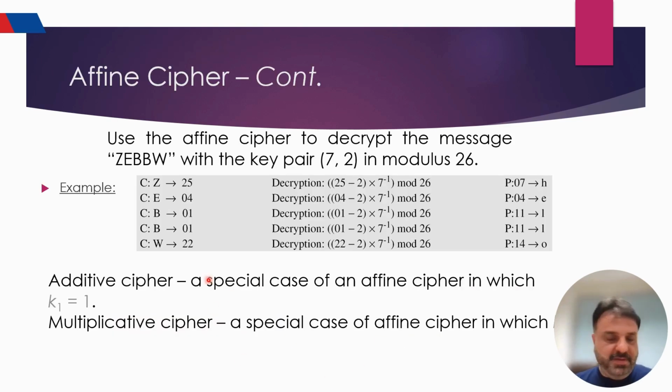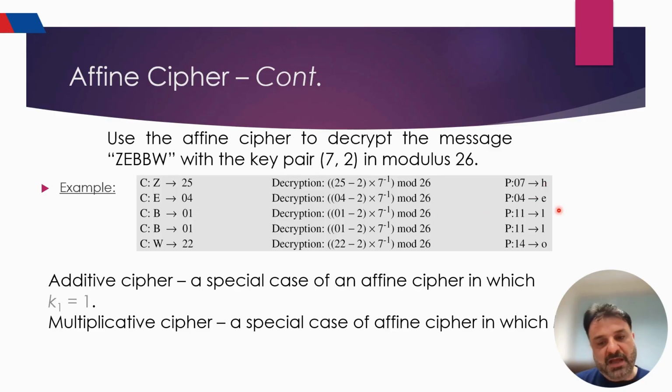As you can see here, in the affine cipher with the key pair 7 and 2, we use ZEBBW here and get the hello message. So here the decryption is 25 minus the second key 2, and multiply by 7 to the power of minus 1, and we have P equal to 7, it is H.